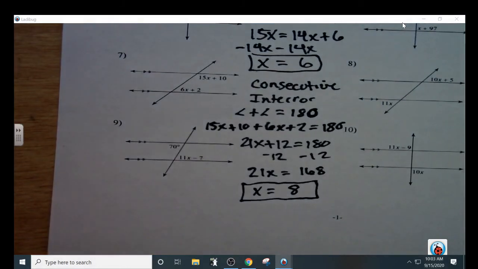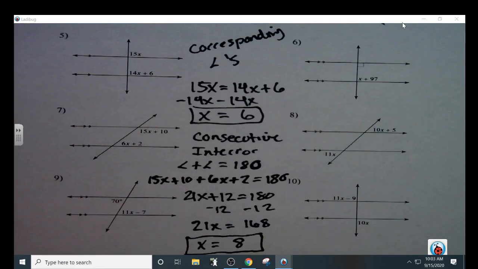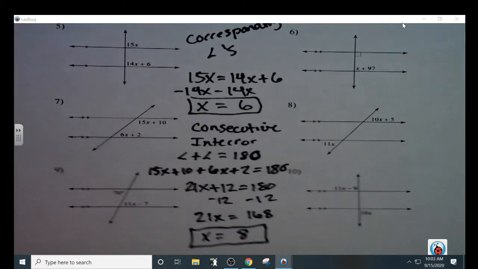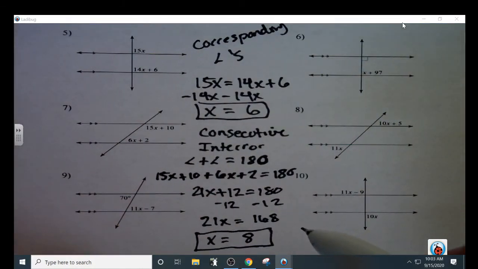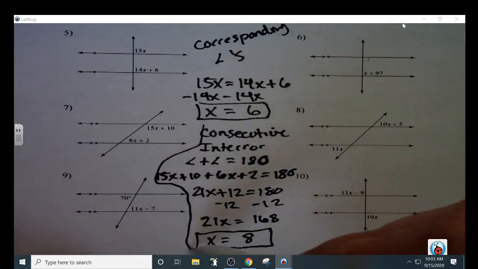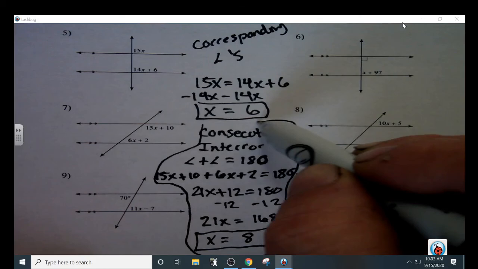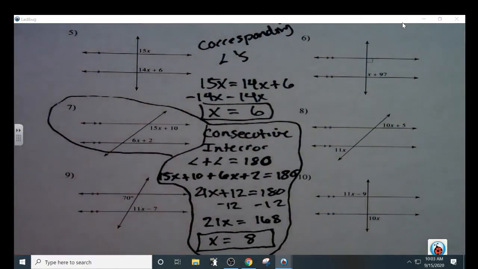Guys, I may let you guys do the rest because a lot of this is straightforward. If you need help, just let me know. Those are the answers. So number 7 was consecutive interior.